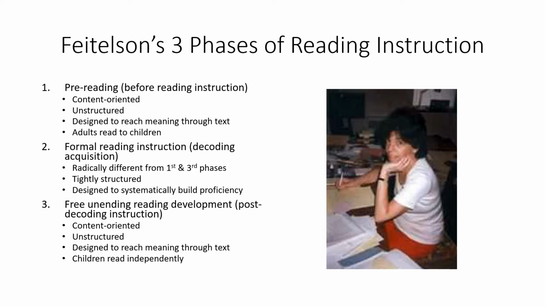Phase 3, which is what we're starting today, is free unending reading development. This is post-decoding instruction. Like phase 1, it's content-oriented. It's unstructured, meaning it can focus a lot on the individual interests of the learner. It's designed to reach meaning through text. But the difference here is that the children are actually beginning to read independently. They're the ones who now are doing the reading.